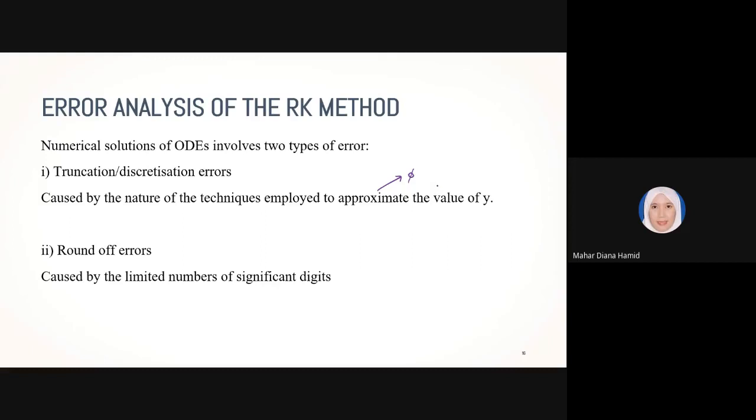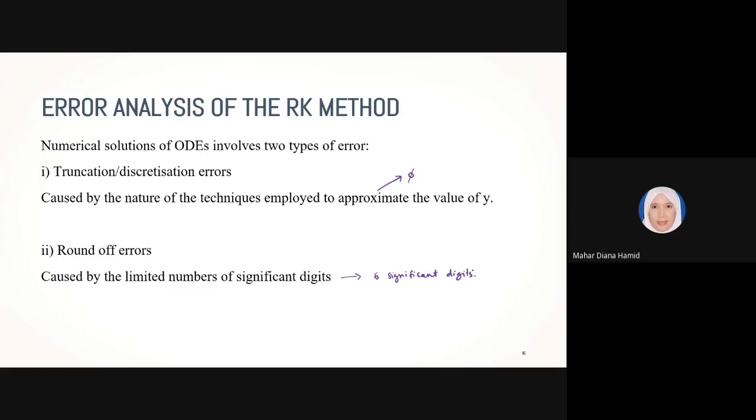And another error would be the round-off error, caused by the limited number of significant digits. However, in this particular course, you need to keep in mind that in order to minimize this error, please try to keep your significant digits to 6. Your answers should be to 6 significant digits.